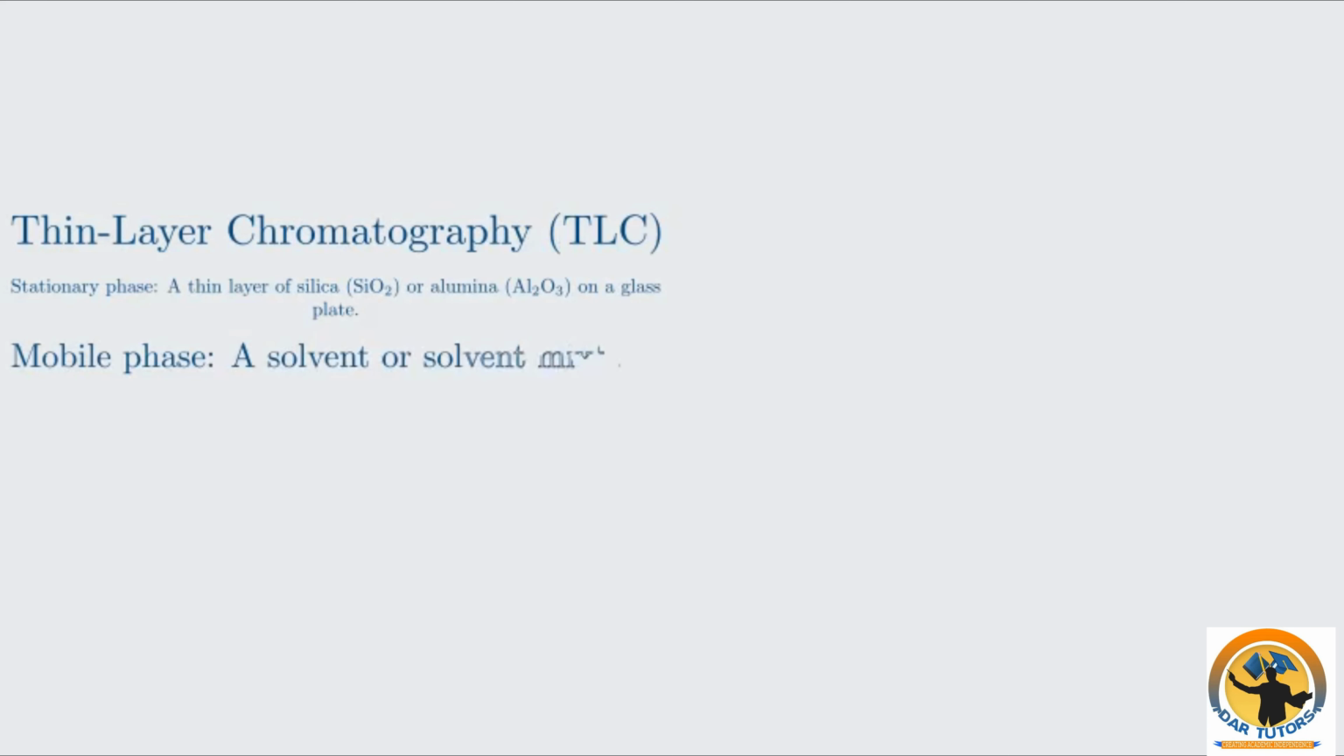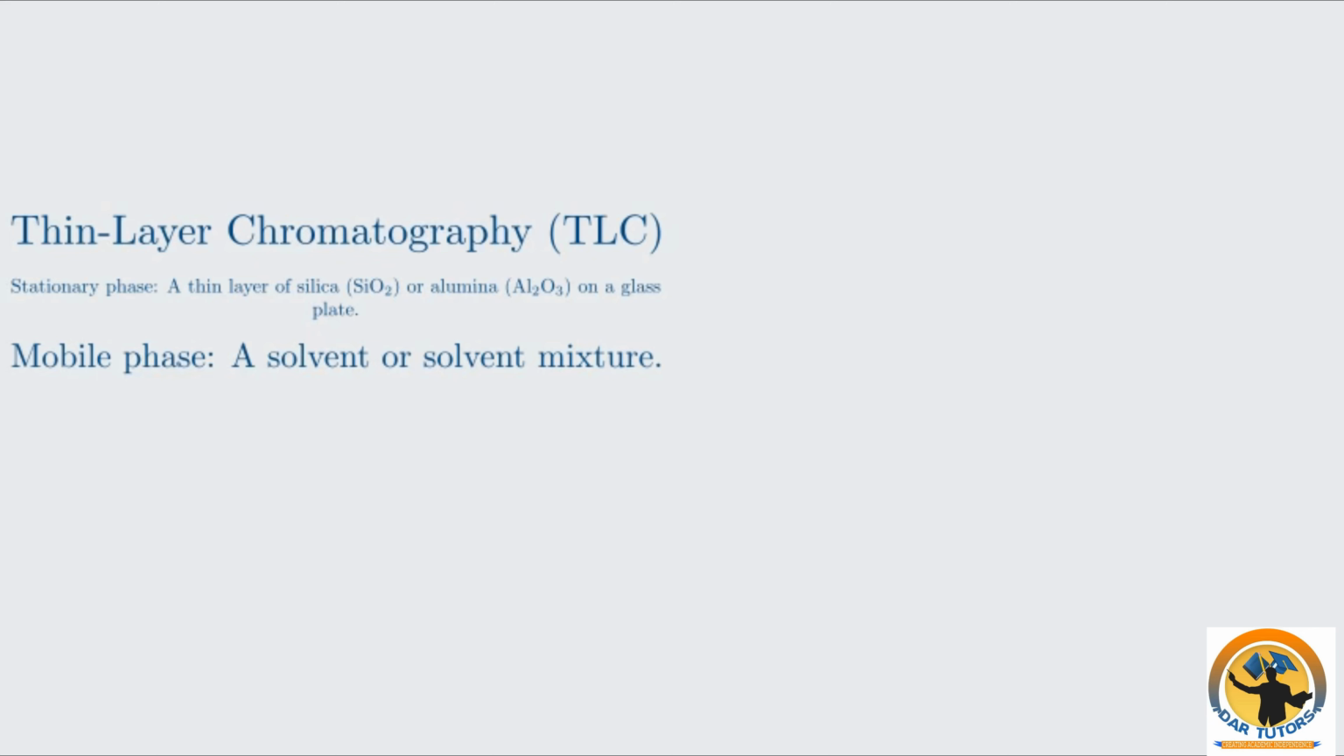A more advanced technique, closely related to paper chromatography, is thin layer chromatography, or TLC. In TLC, the stationary phase is a uniform thin layer of fine particles, typically silica, SiO2, or alumina, Al2O3, spread on an inert support like a glass plate. The process, experimentally, is very similar to paper chromatography.